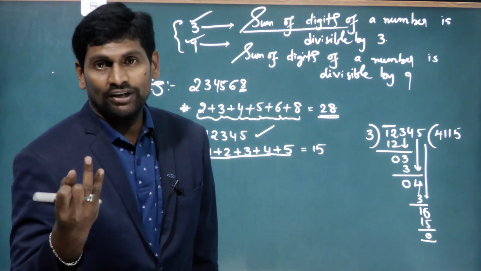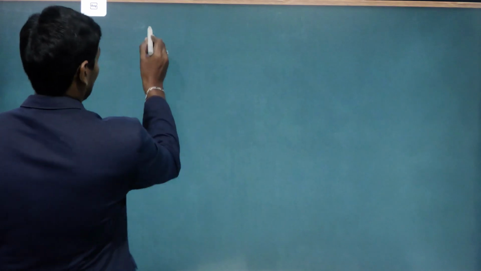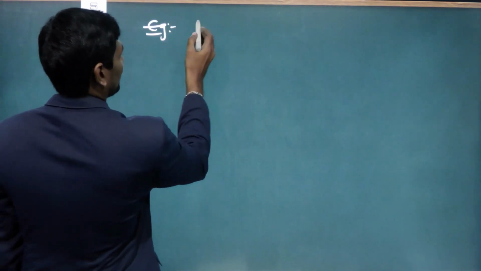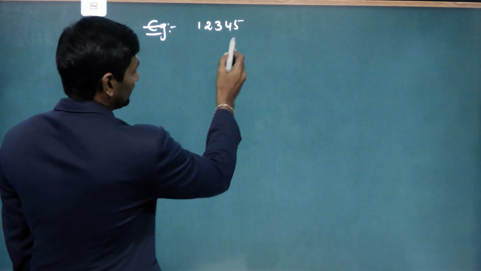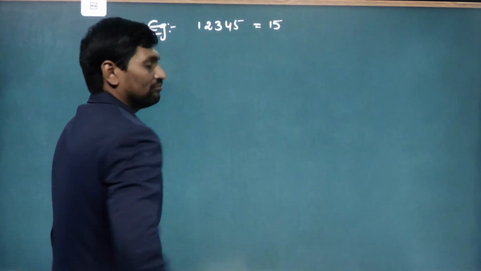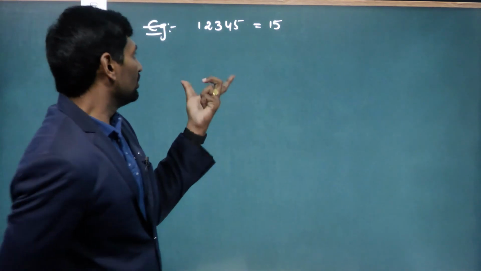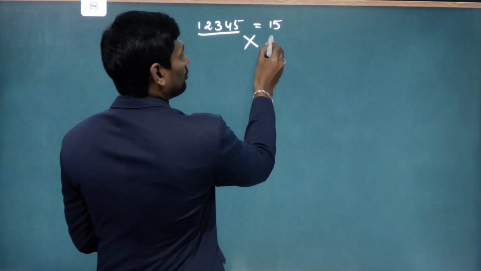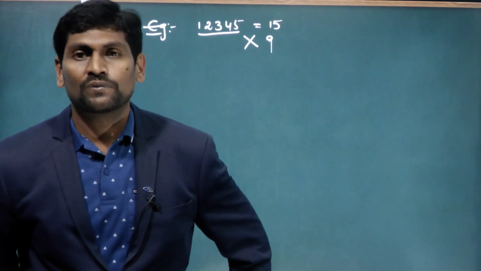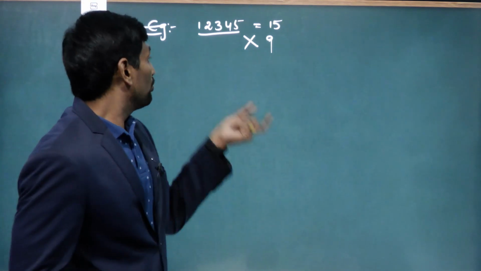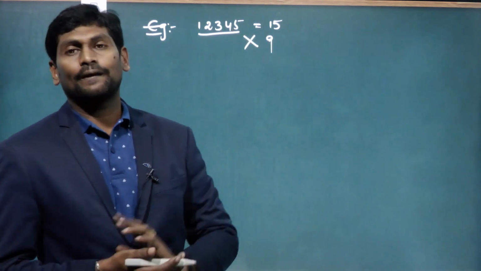So until then, we completed the 2, 5, 10, and 3 rules. Now let us check the 9 rule. The 9 rule and the 3 rule are both the same. Let us check the same problem here, 12,345. What is the sum of digits we got here? 15. Is 15 a multiple of 9 or not? No. So the entire number is not divisible by 9, according to the divisibility rule for 9: the sum of digits is a multiple of 9.